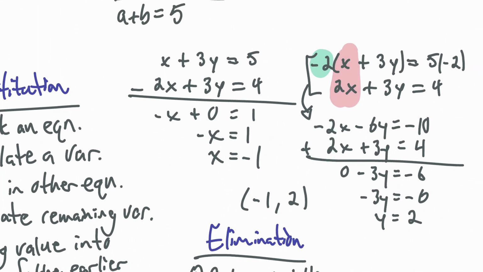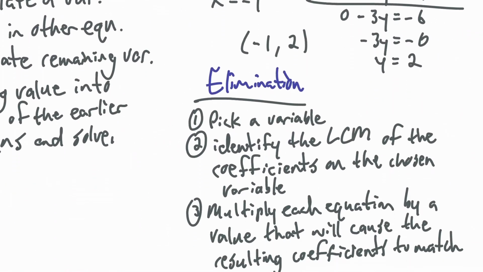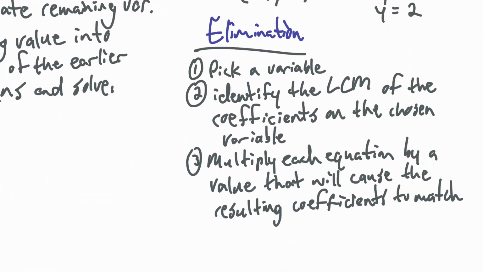So you can either add or subtract. It doesn't really matter which one you do, whichever is appropriate to the numbers that you have. And you kind of only learn that by doing enough of these, you kind of get the pattern. Okay, so multiply each equation by a value that will cause the resulting coefficients to match. Add or subtract the two equations.